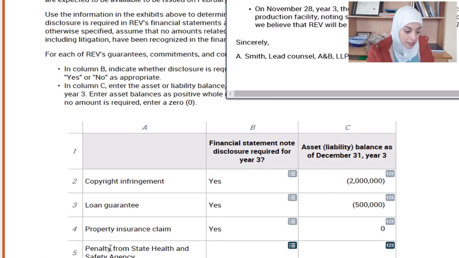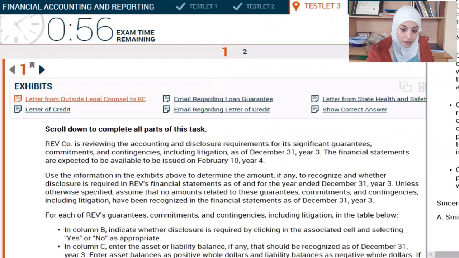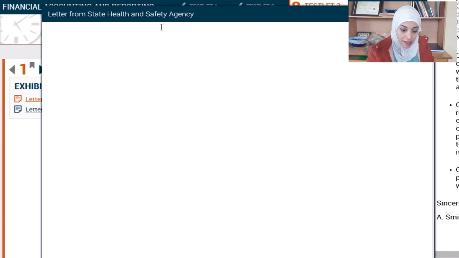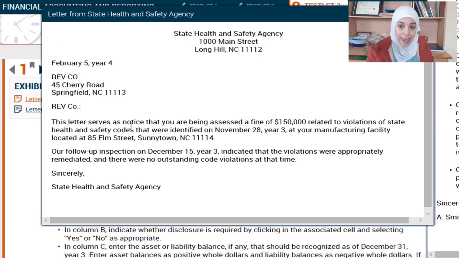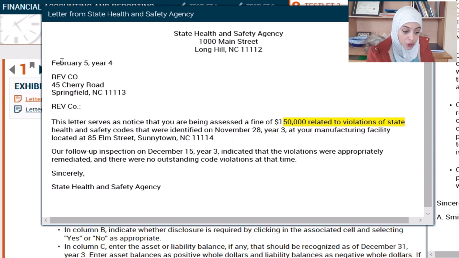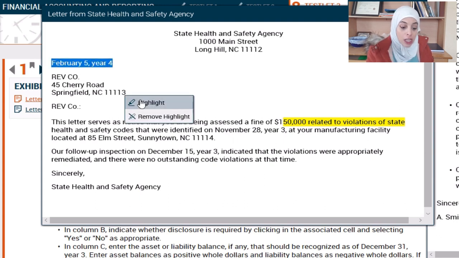Now, the next question here is about the penalty from the State Health and Safety Agency. So let's go quickly. There's an exhibit here, a letter from the State Health and Safety Agency. Let's open this letter and see exactly what's in it regarding this issue, in order to determine whether any disclosure is required or not. This letter says, this letter serves as a notice that you are being assessed a fine of $150,000 related to violations of the State Health and Safety Codes that were identified on November 28, year three.